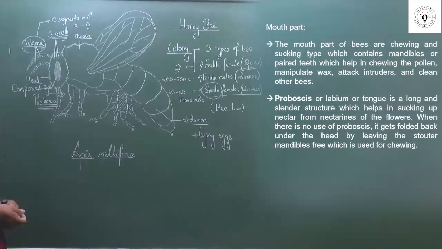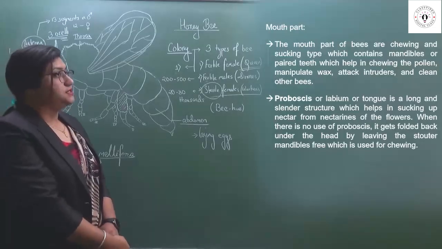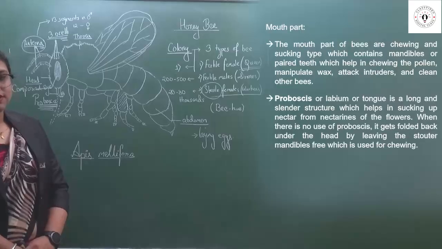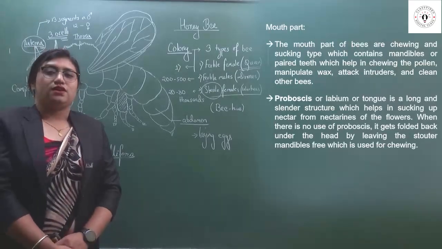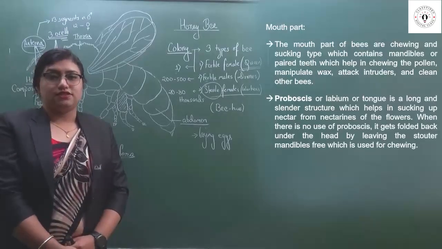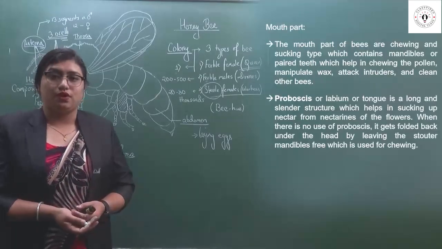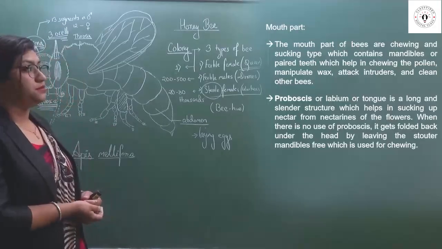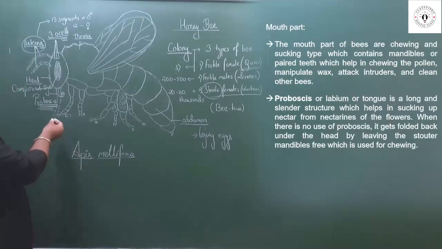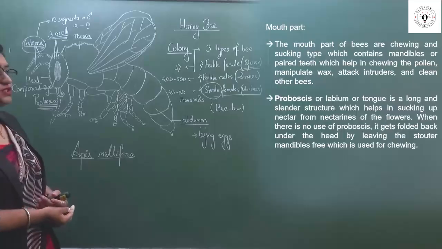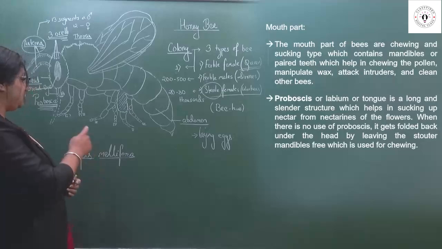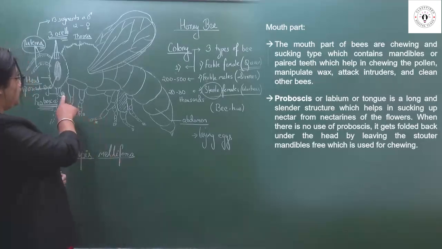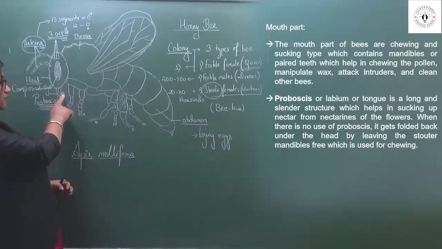Next, the mouth parts. Here, the proboscis. I have already explained this proboscis. It is the sucking type, which consists of the mandibles or teeth. Whenever they forage out for food, they collect the nectar or pollen by scraping with their proboscis or teeth. The proboscis is also used for sucking nectar from the nectaries. As I discussed previously, when the proboscis is not in use, it stays folded, and if it is in use, it will be elongated.